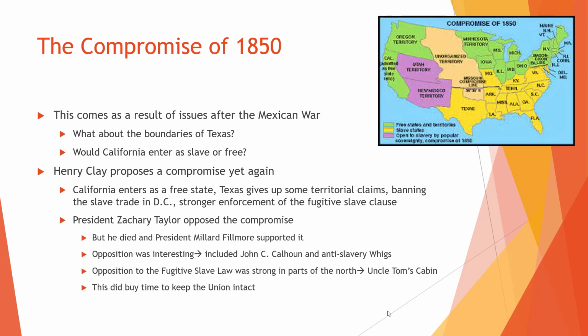You're going to ban the slave trade in the District of Columbia, and you're going to have stronger enforcement of the Fugitive Slave Clause. So Zachary Taylor said, no, I'm not going to do that. So he died. Millard Fillmore became president. The opposition was interesting. So John C. Calhoun and anti-slavery Whigs, but opposition to the Fugitive Slave Clause became really apparent in the North. You had the novel Uncle Tom's Cabin that was written. But this did act to keep the Union intact.